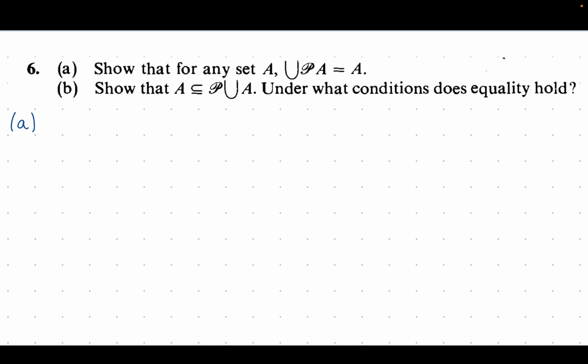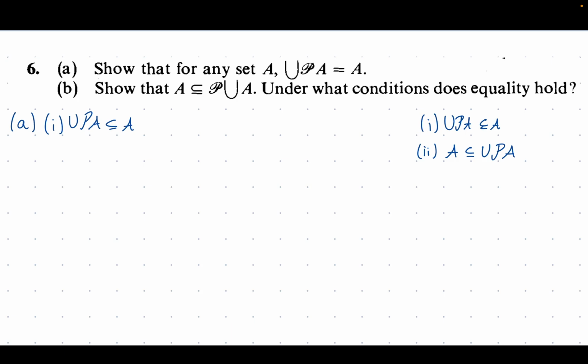And as usual, we have two sub-goals. Sub-goal 1 is to show that the union of the power set of A is a subset of A. And sub-goal 2 is to show that A is a subset of the union of the power set of A. This will establish that they have the same elements and are thus the same sets. Okay, so let's take sub-goal 1 first, which is the union of the power set of A subset of A.